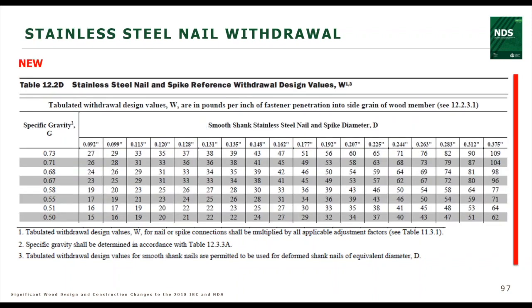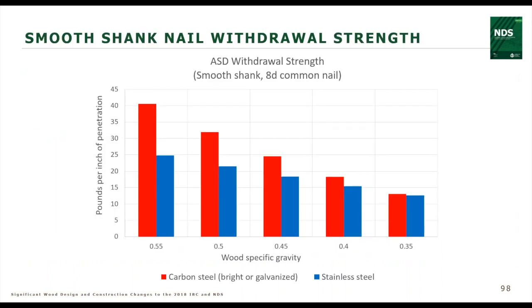This table 12.2D is entirely new, and this is for stainless steel nails, the withdrawal of stainless steel smooth shank fasteners. And for those of you that are comparing the numbers, you might notice that the stainless steel values are, in some cases, substantially lower than the carbon steel nail values. And the reason behind this is because research had shown that, especially at higher specific gravities, the withdrawal capacity of a stainless steel fastener was substantially lower. So you can see that reflected in the graphs here.